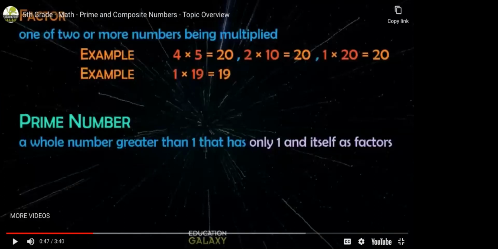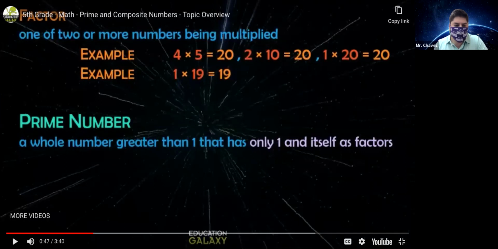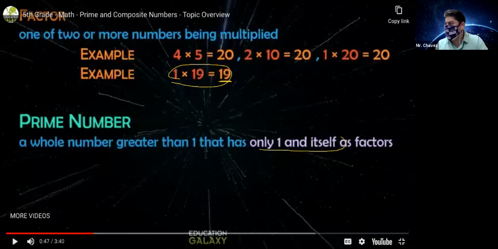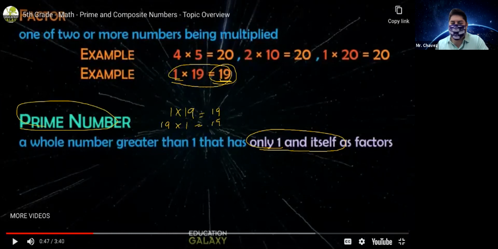Yes. So like the example they gave you here, let me go ahead and write it on the screen. So this is a prime number, 19. 19 is a prime number because it only has 1 and itself as factors. This is the only way I can get 19: 1 times 19 or 19 times 1. Those are the only two ways that I can get 19. That's what a prime number is.